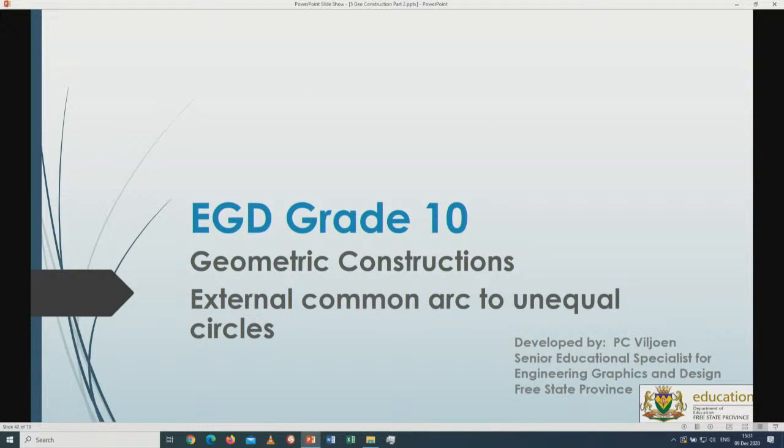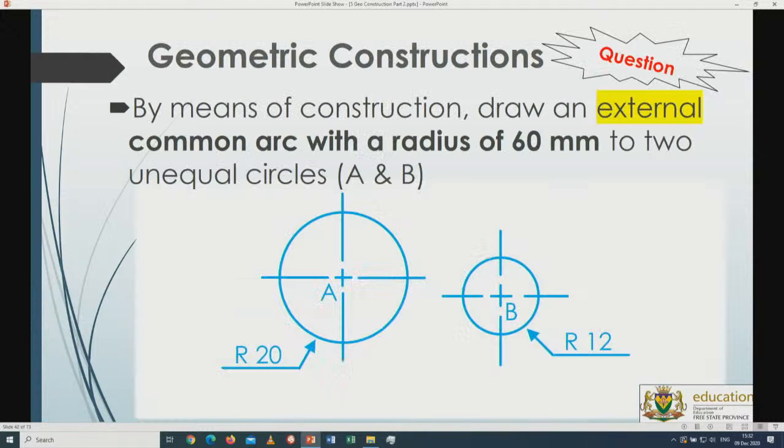In this case, external common arc to unequal circles. Right, so there's my two unequal circles. I have to go external. The word external tells me it's on the outside, so this arc should be on the outside. And the radius I'm going to use is 60. You can see this is 20 and this is 12 millimeters. The arc is 60, so it's quite a large arc that has to fit onto these two points over here.